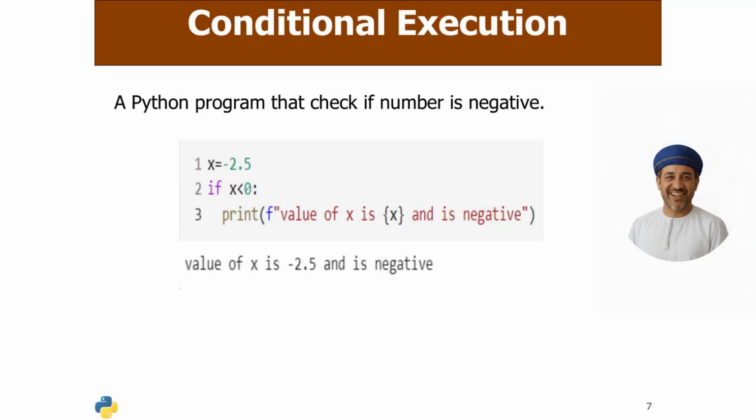To determine if a number is negative in Python, use an if statement. For example, if x is less than 0, execute print x is negative. This checks the condition and prints the message if true. Otherwise, it skips the statement.